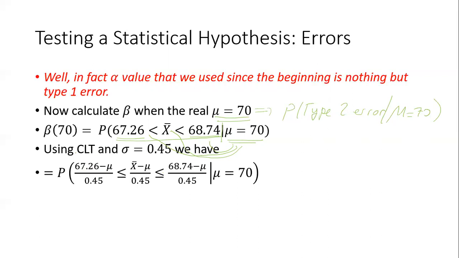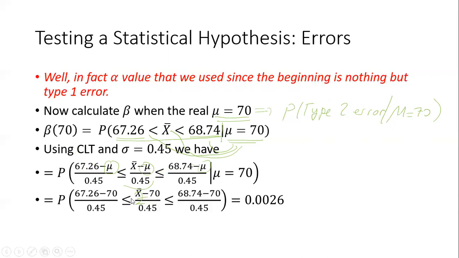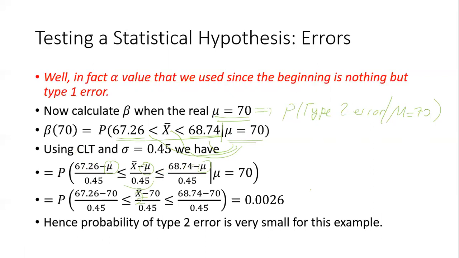67.26 minus mu, this mu is equal to 70, okay, so this is 70, and this is 70, and this is 70 as well, and this will be equal to what? This is equal to z, right? And it turns out that this is equal to 0.0026, which is in fact 0.26%, which is very, very small for this example. So if mu is equal to 70, and if you just set alpha, remember, if you just set alpha equal to 0.05, then it turns out that beta for 70 is equal to 0.26%, which is in fact very small.